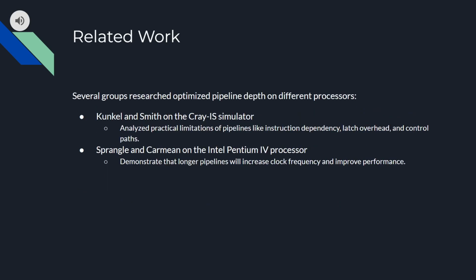So, getting into the related work, the authors of the original research paper definitely gave credit where it was due, and they noticed that a lot of research had been done on different processors to optimize pipeline depth. Some of the examples are listed here. For example, Kunkel and Smith on the Cray-1S simulator analyzed practical limitations of pipelines like instruction dependency, latch overhead, and control paths. Also Sprangle and Carmean on the Intel Pentium 4 processor demonstrated that longer pipelines on that processor will increase clock frequency and improve performance. So really the whole idea behind this paper is not to study more optimization of pipeline depth, but rather the cache implications involved with that.